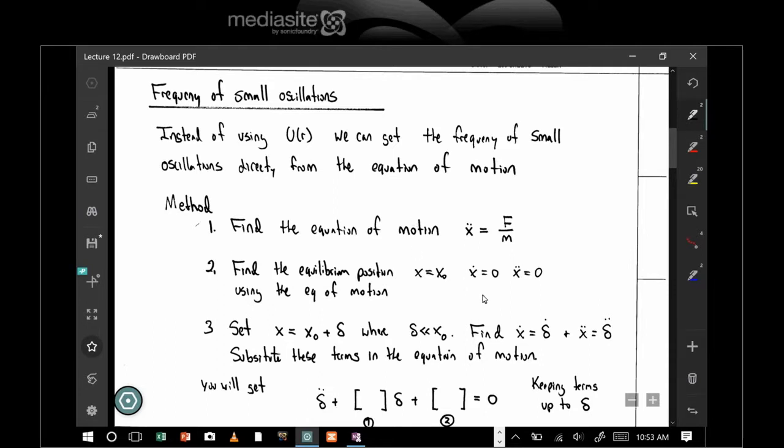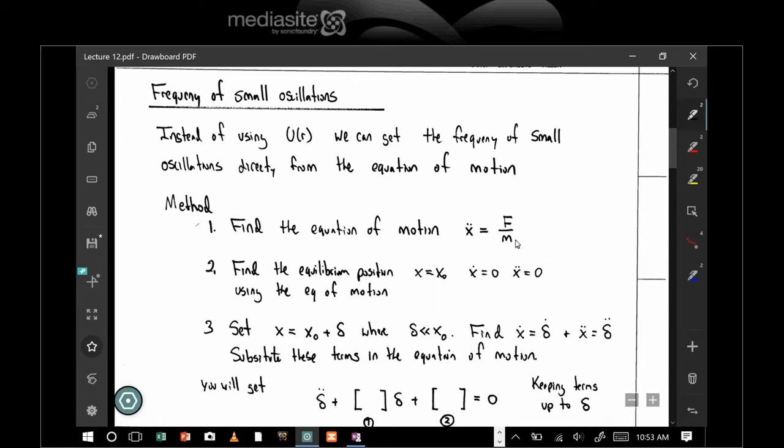Again, I want to calculate omega naught, the frequency of oscillations about an equilibrium point. What is my method? First thing I'm going to do is determine, I know what the force is as a function of r. I'm going to find the equation of motion. I'm basically going to say x double dot. Now this could be r double dot, but whatever variable you're using, I'm going to find the equation of motion: x double dot equals F over m.